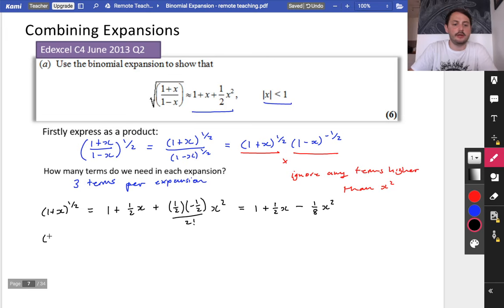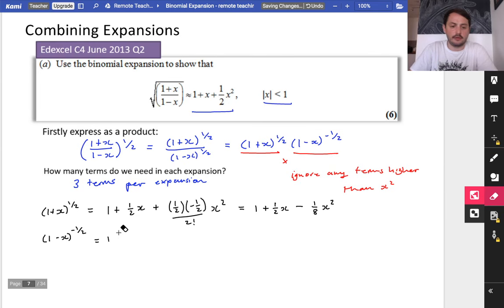And then our next one is 1 minus x to the minus a half. So that's 1 plus, this is our n here. So let's not even do the plus. We're going to do 1 plus nx. So that's going to be a minus a half because that's our value of n. And then we're going to have n.